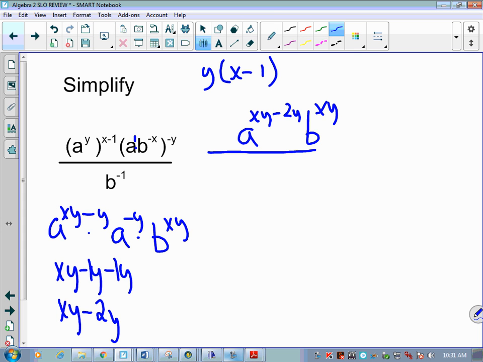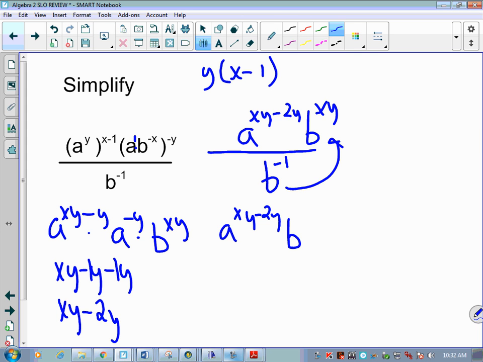All right, now down here I have b to the negative 1. What do I want? Do I want this, or do I want all positive exponents? All positive exponents as much as I can get. So what do I want to do with that b to the negative 1? Bring it up. What happens to that negative 1 as I move it up? All right, so I'm left with a to the xy minus 2y. Is that going to change? No, because there's no other a's, right?